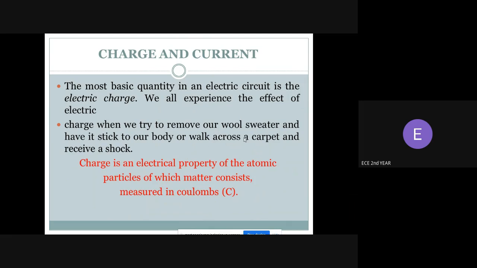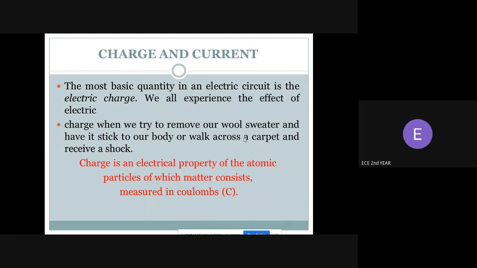We all experience the effect of electric charge when we try to remove our woolen sweater and have it stick to our body, or walk across the carpet and receive a shock. So that is a charge. So what is a charge? A charge is an electrical property of the atomic particles of which matter consists, measured in coulombs.